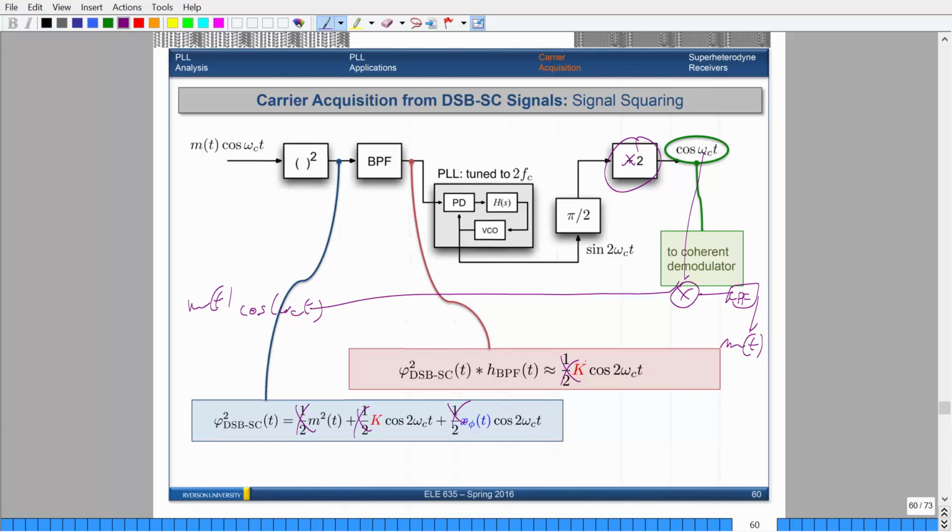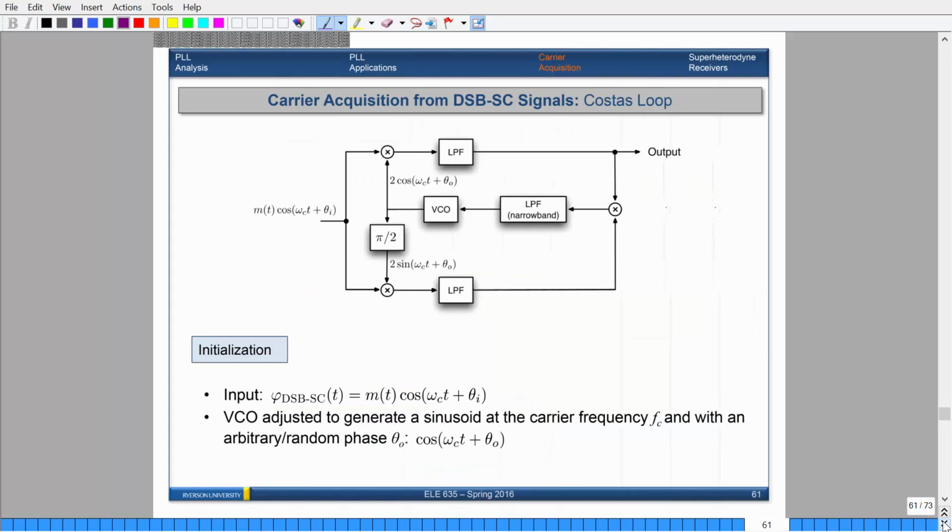And there you go. Okay? And that would be one way to demodulate a double sideband suppressed carrier signal. So here's another way you can do it. This is the last application I have, and then I'll take a break and we'll do the tutorial.